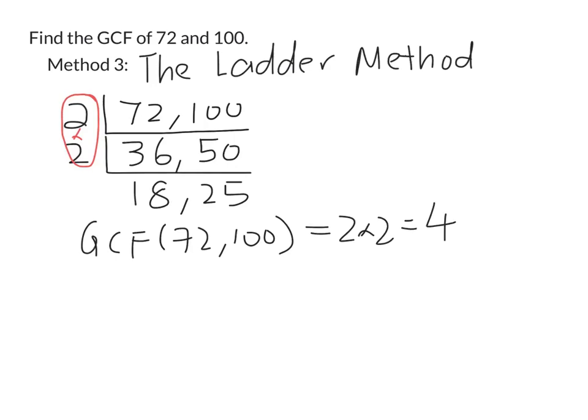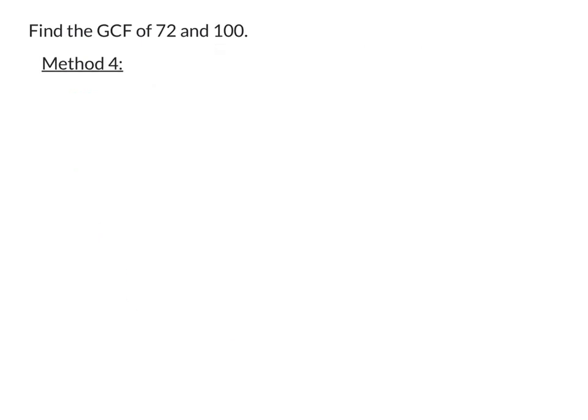For the ladder method, the factors on the left need not be prime numbers. For example, if you can see straight away that 72 and 100 are divisible by 4, you can put a 4 here. And 72 divided by 4 is 18, and 100 divided by 4 is 25. And you will see that you cannot divide 18 and 25 further, so the GCF will be 4.